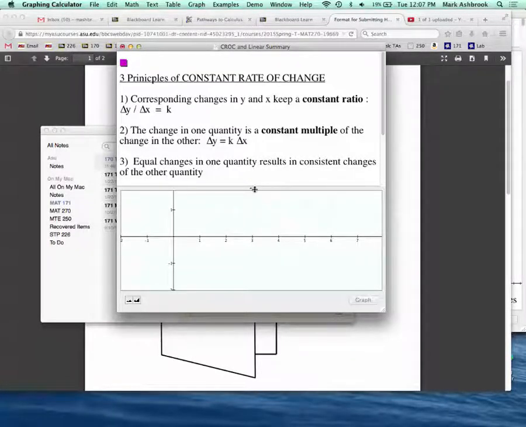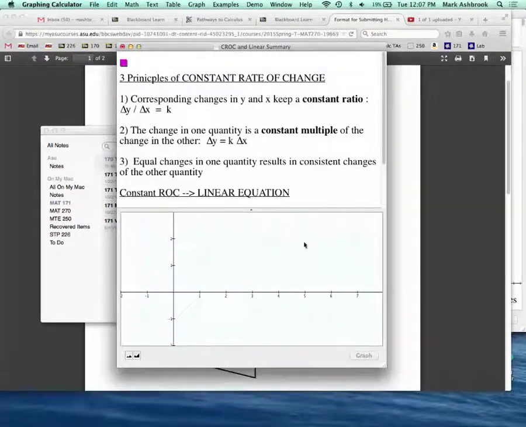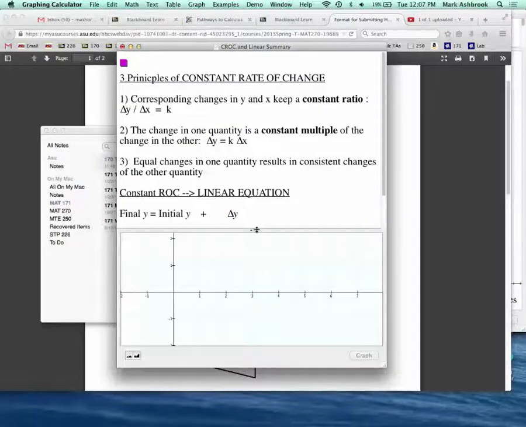And then from there, we said that constant rate of change leads to a linear equation. If you have constant rate of change between two quantities, they're in a linear relationship. And so we use constant rate of change to build up the equation of the line. And the general principle of the equation of the line that we used was that the final y, like any y value on the line, was some initial y plus a change in y.